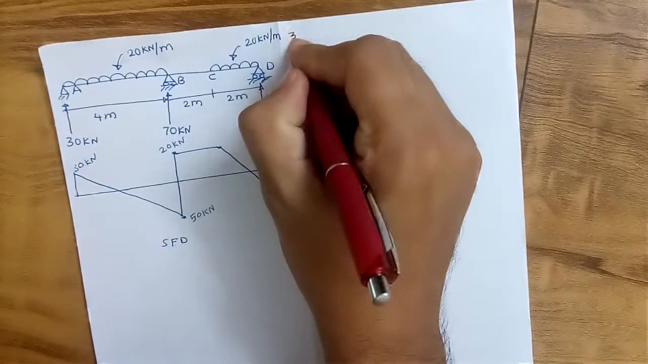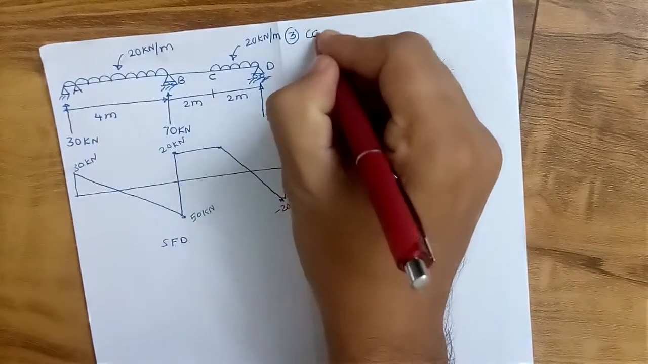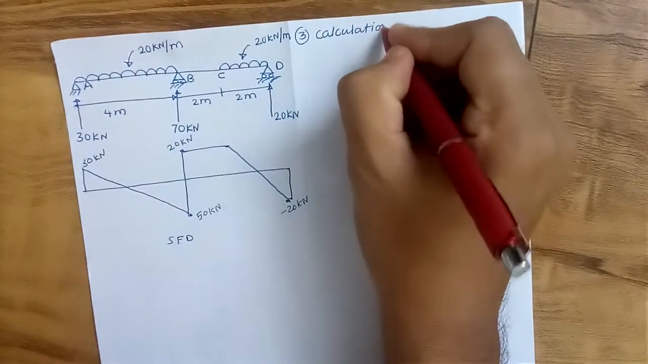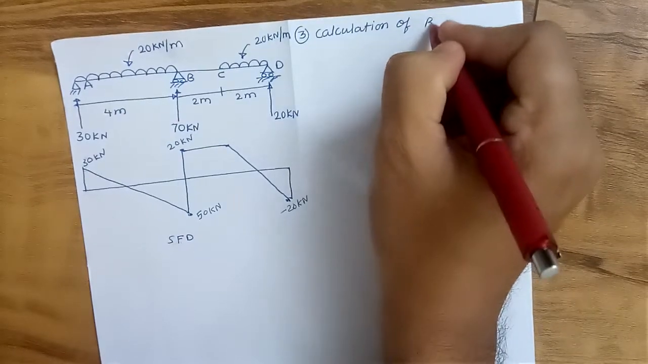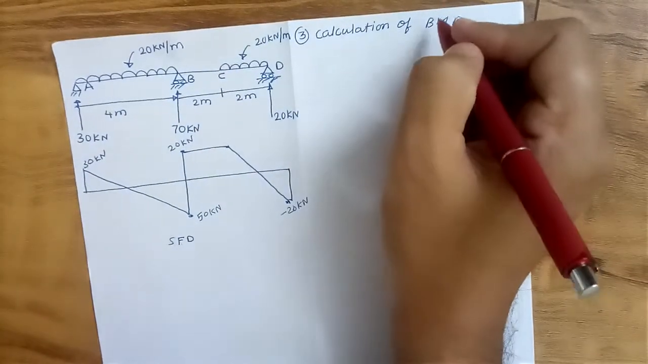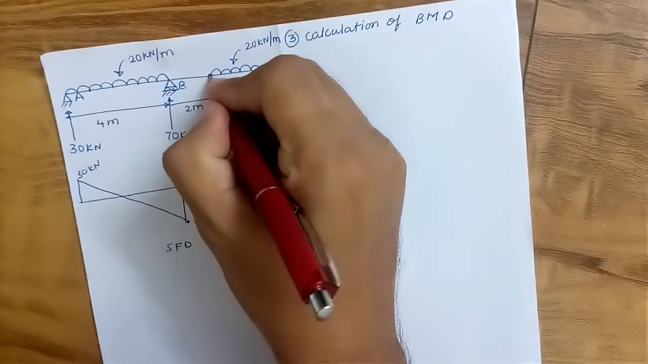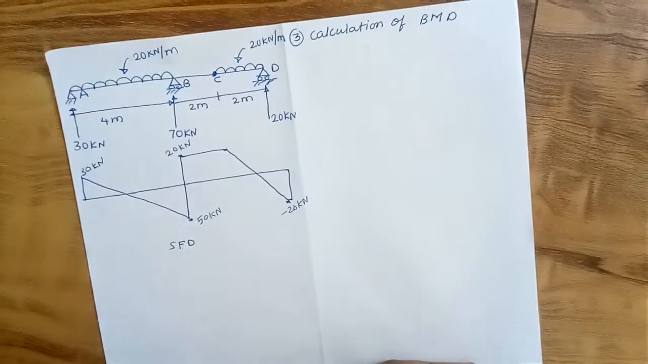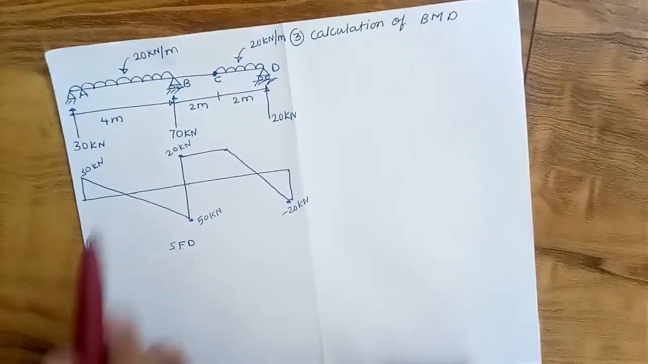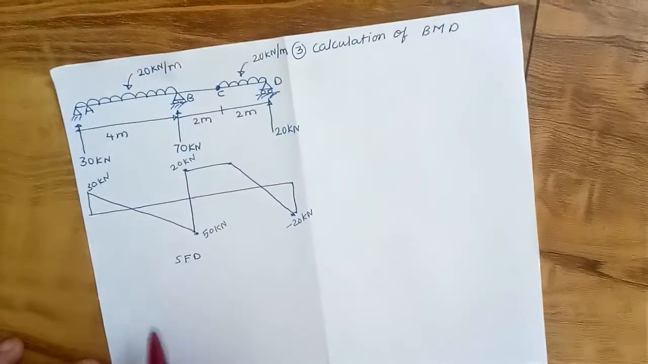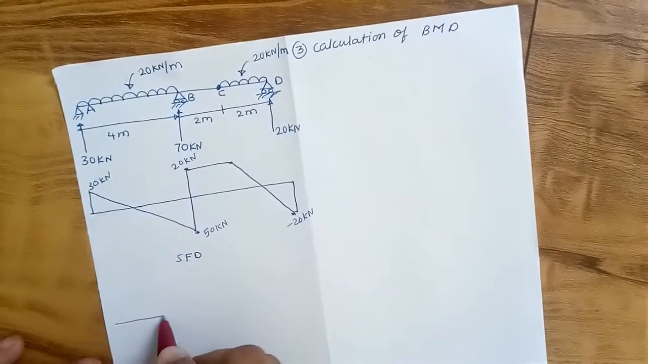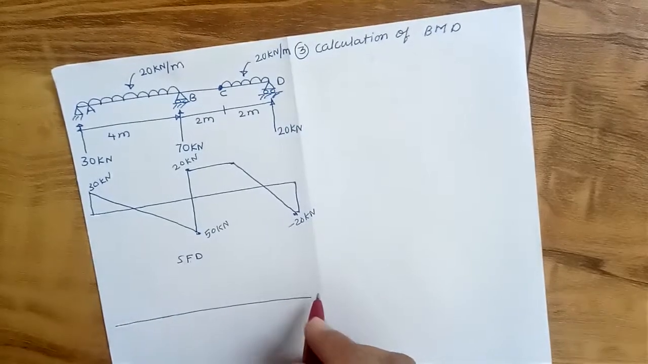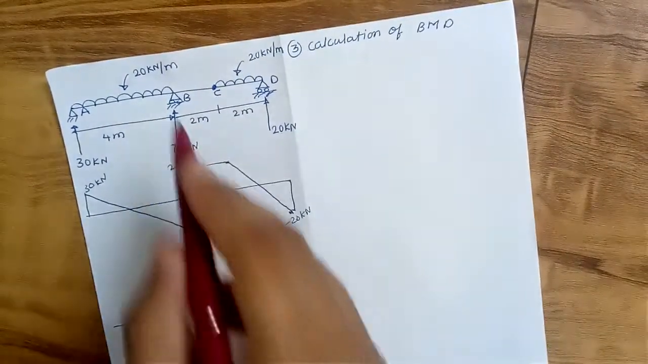So this is the third part, calculation of BMD. At this point, that is point C, there is an internal hinge. Now suppose this is the reference line for drawing the BMD of this structure. Now let us calculate the bending moment at point B.